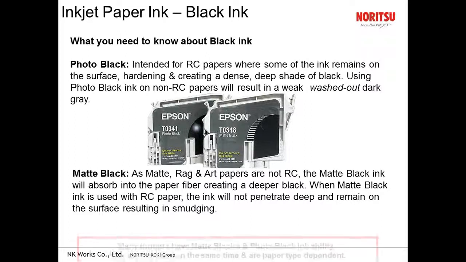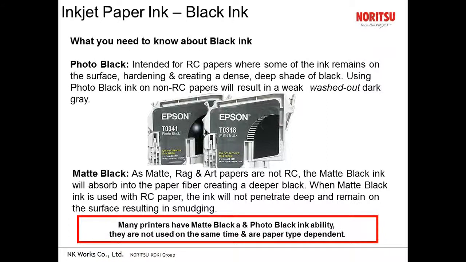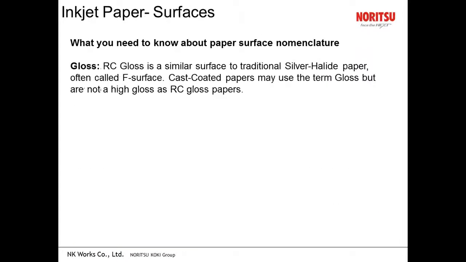Printers often have the ability to accept both photo black and matte black, but they are never used at the same time. When the printer has the capability of taking both blacks, when a paper is set up in that printer, it's indicated whether it's a matte paper or a non-matte paper, or non-RC paper. And that's where the printer will decide which ink will be utilized. If the wrong ink is used, it's not going to be detrimental to the quality and the permanence, but it will impact how deep of a black will be presented within the paper itself, or the image itself.